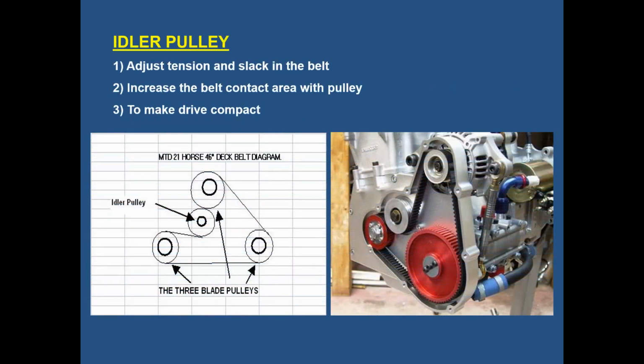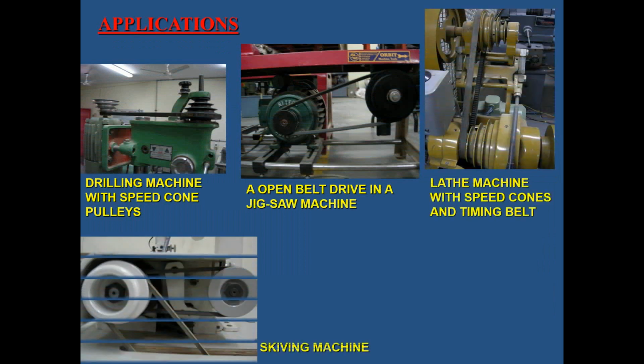We already said that it is an idler pulley. Idler pulleys are used when we have a longer distance between pulleys that are connected to each other. In that diagram itself, we can easily identify them. Now the applications of this: they adjust tension and slack in the belt, increase the belt contact area with the pulley, and make the drive compact. These are some of the applications where they are used.